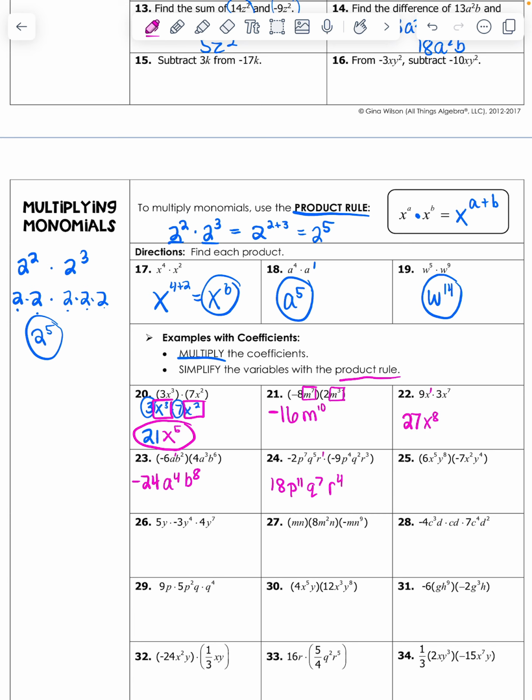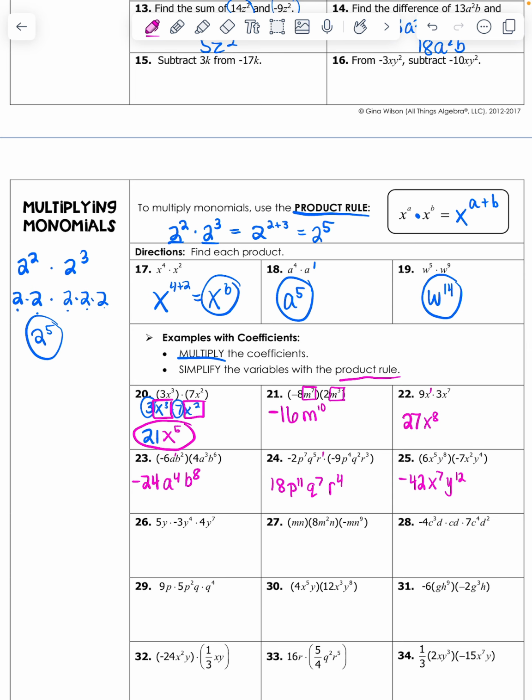All right, we'll do a couple more. So 25, we've got 6 times negative 7, which is negative 42. X to the 5th times x to the 2nd, that would be x to the 7th. And y to the 8th times y to the 4th would be y to the 12th.